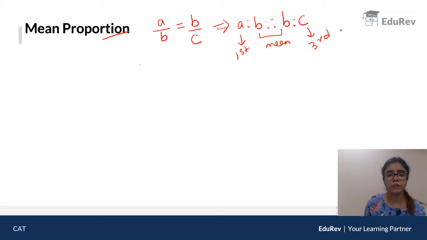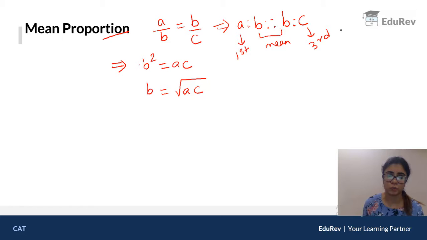So what do we do here? We again cross multiply here. So we will get B square is equal to AC, or B is equal to root of AC. So this is what is mean proportion. Suppose if I tell you, let's say my first term is 4, my mean proportion is 8, what is my third proportion? What is my third proportion?